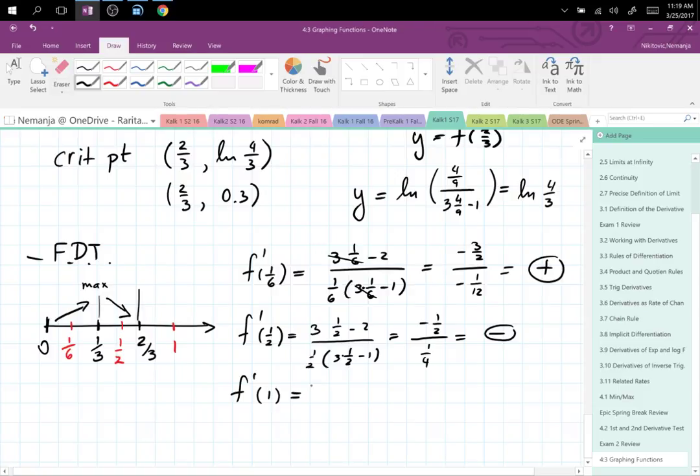Now 1, plug that in. 3 times 1 minus 2, divided by 1 times (3 times 1 minus 1). So 3 times 1 is 3, minus 2 is 1, divided by 2. Larger than 0. So increasing again, and we have a min over here.